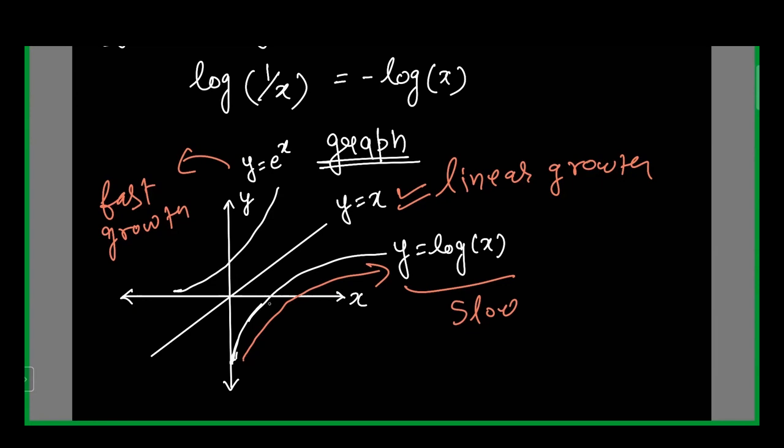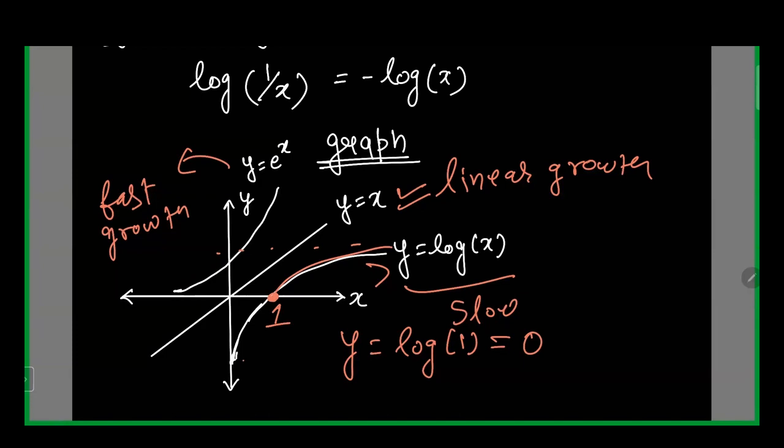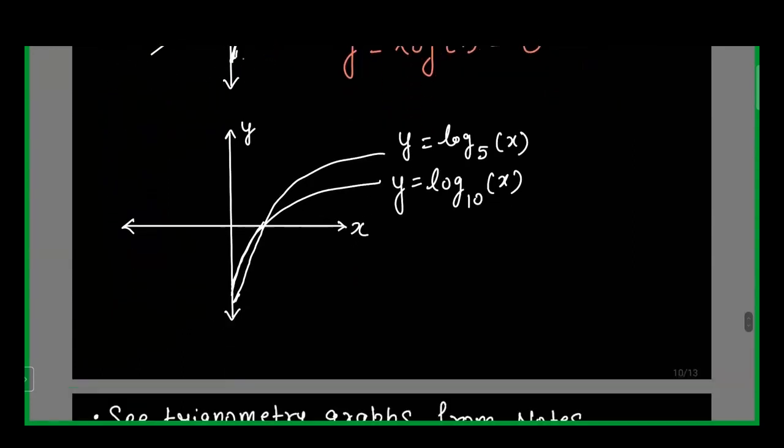Okay, so why did I put a graph like this? Because if you see at 1, your y is log 1. So log 1 is 0. So your graph will start from here and it will grow like this. But the growth will be slow growth, and it will saturate after some time. It will saturate to some value at some point. So if you have to represent a slow growth, then you use a log function.